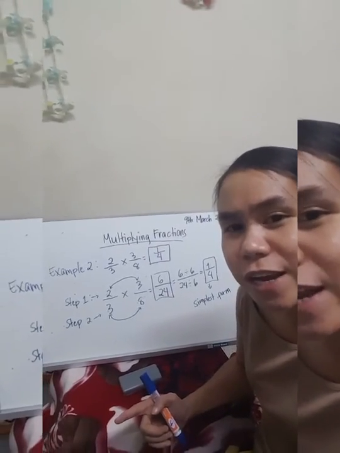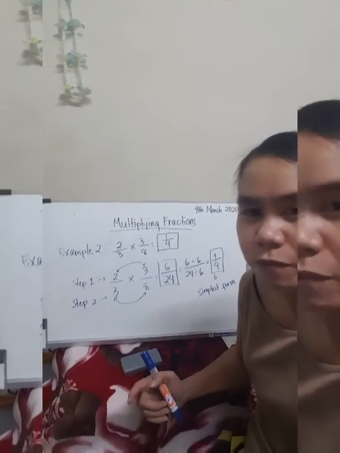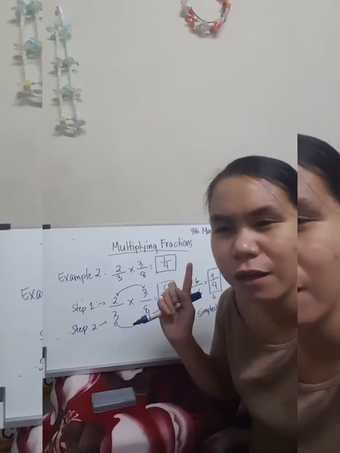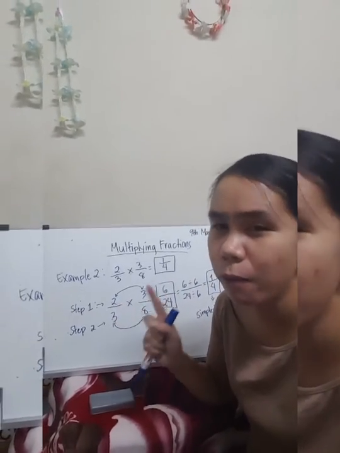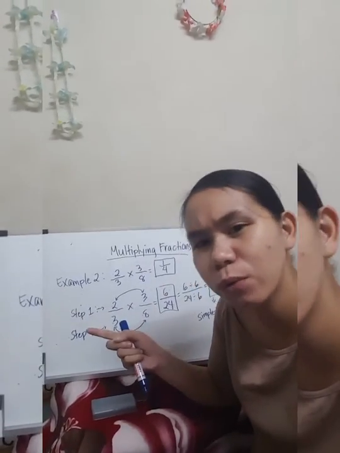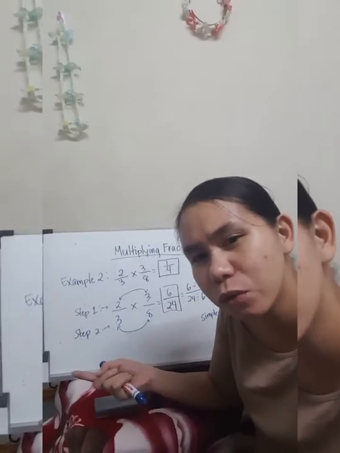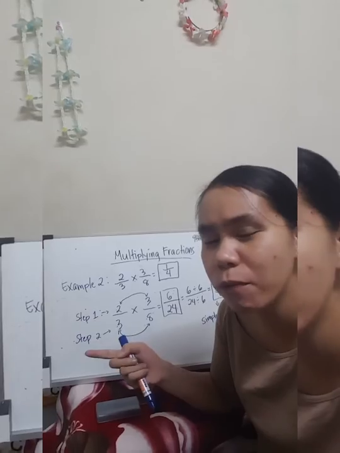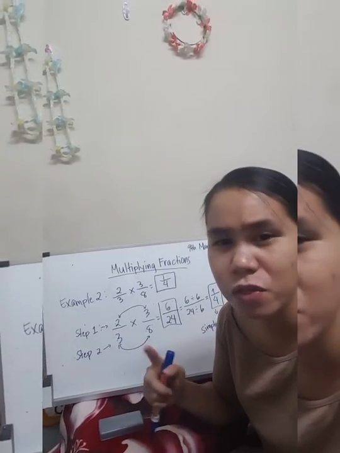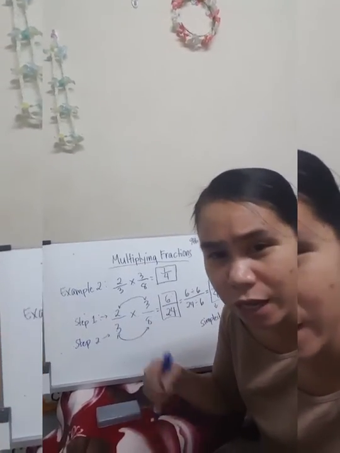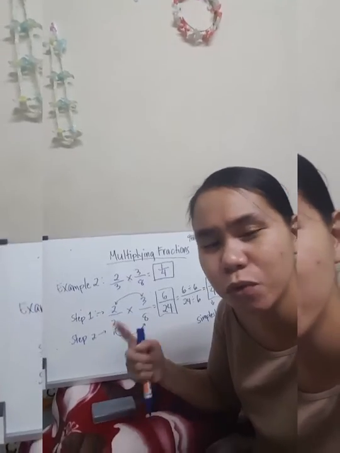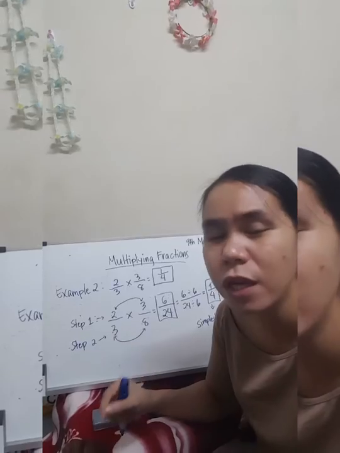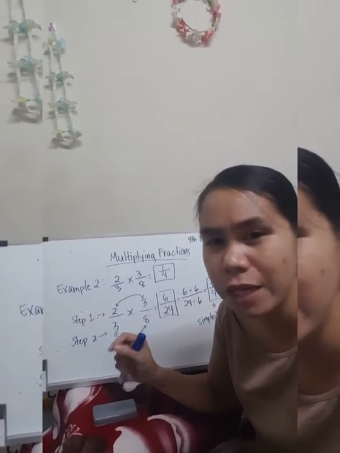Did you learn today, guys? Don't forget, multiplying fractions: numerator by numerator, denominator by denominator. And if the answer is not yet in the simplest form, find the highest number that you can divide both sides by, and that would be your final answer, which is what we call the simplest form.